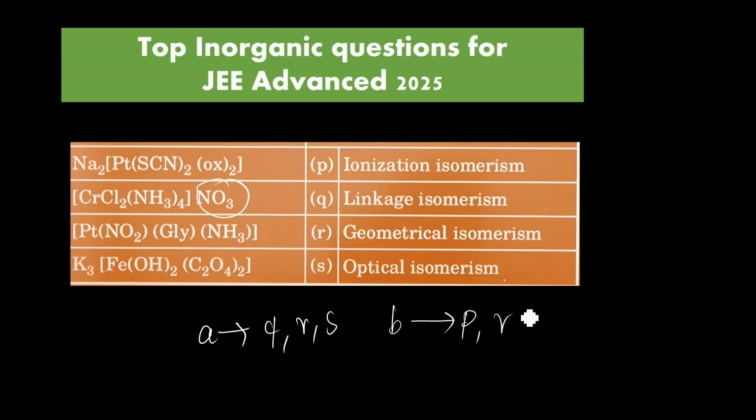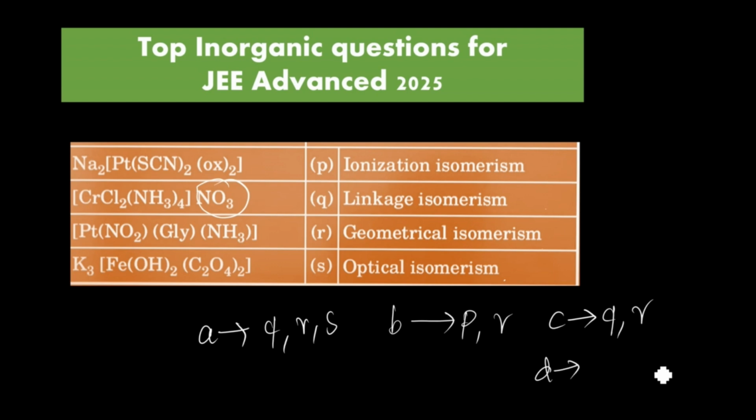Then NO2, glycinate and amine complex. In this type you can expect NO2 is there, so linkage will be there. Other than that, geometrical isomerism is also possible.